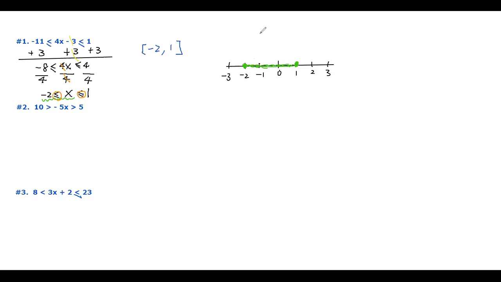If you use our definition, x greater than negative 2 is this side, and x less than 1 is this side. Because this is "and," that means where? This is my common solution here. That's what I graphed in green. Okay, so now let's take a look at this one. This is 10 greater than negative 5x greater than 5, right?